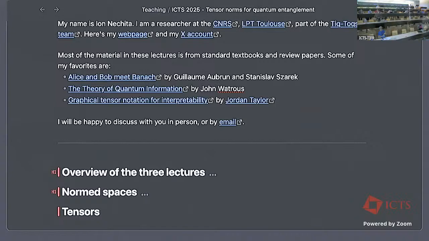And tomorrow the plan is to talk more generally, more abstractly, about tensor norms, and then to talk about the entanglement of mixed quantum states in the bipartite and the multipartite setting.